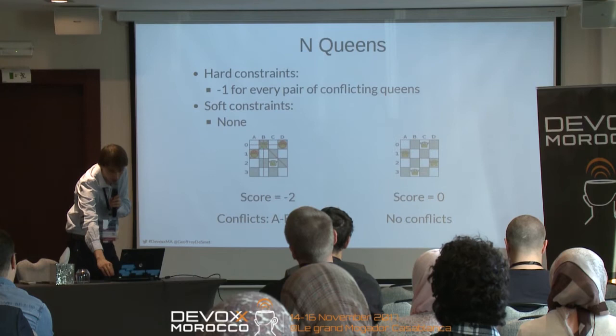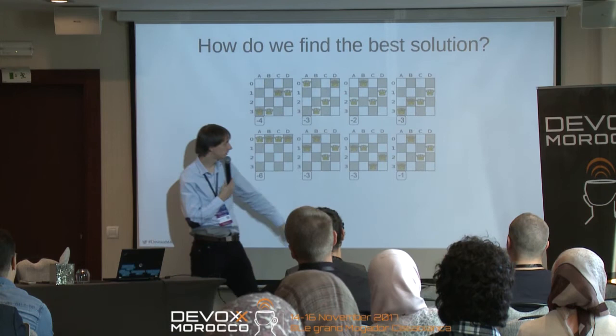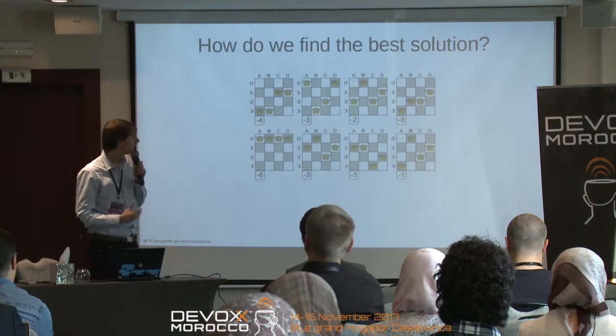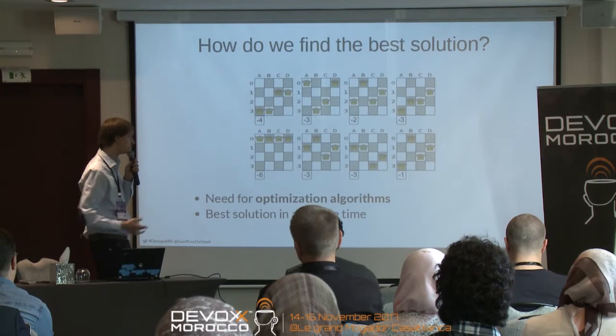Okay, great, we have all of these 8 solutions. We can now know how good they are. You can clearly see, oh, this is a really bad one, -6. This is a pretty good one, -1, not yet optimal. Good. How do we find the best solution? How do we get from an empty chessboard, even 4x4, to the optimal one, right? There's a number of ways we can do this, but we will use optimization algorithms.